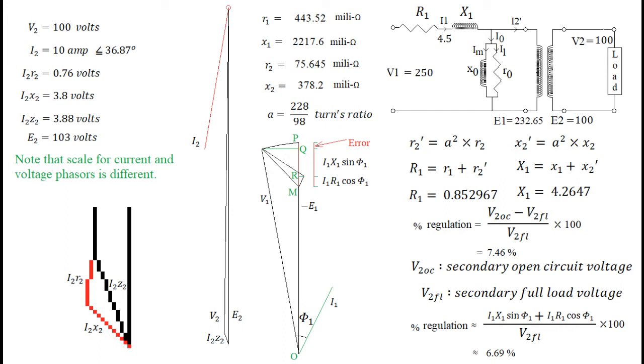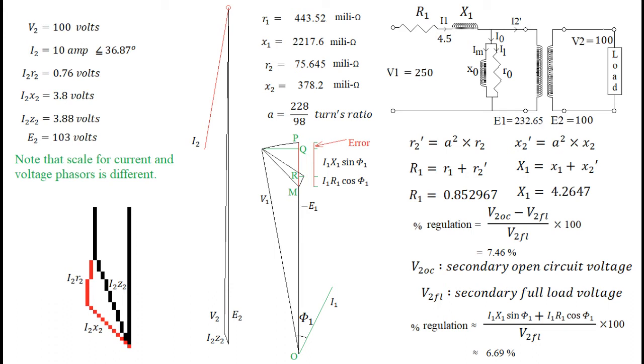Regulation is a ratio of two terms, the numerator being the difference between no load output voltage and full load output voltage, and the denominator is the full load output voltage. Since we have simplified the circuit, the secondary full load voltage will automatically be replaced by E1. The reason for this replacement is that the secondary is free from any resistance and leakage reactance. The second reason is that the turns ratio has no role once lumped elements are referred to the primary side.